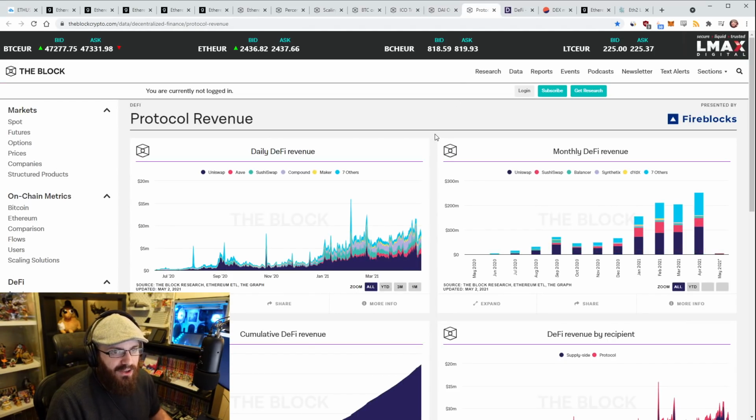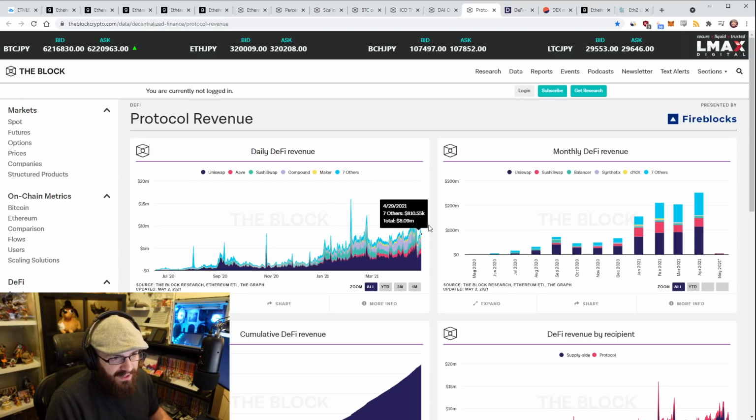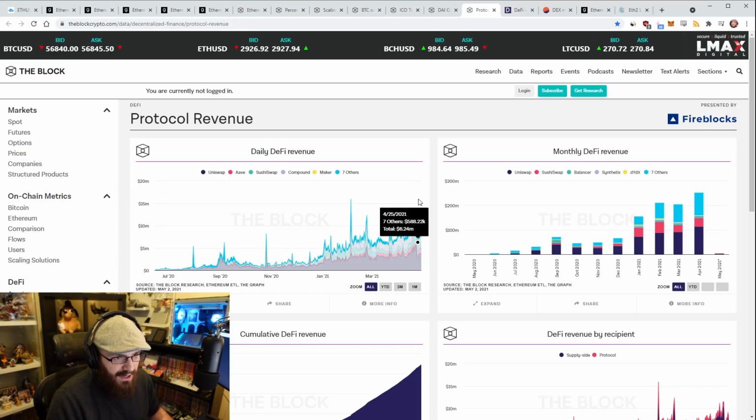So another interesting bunch of charts here from The Block is protocol revenue. You can see here the different DeFi protocols and the revenue that they're generating. For DeFi, it is definitely on an uptrend. It went down a little bit in April, but it's still back on the uptrend here.